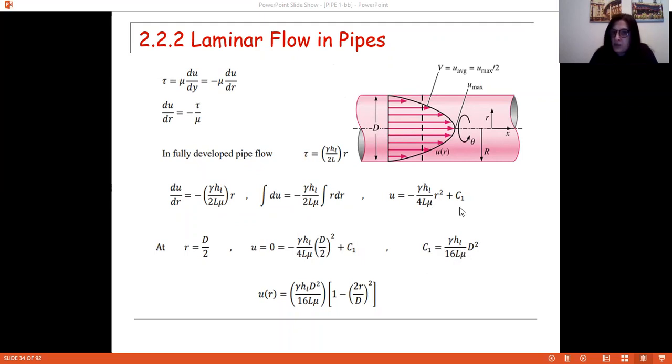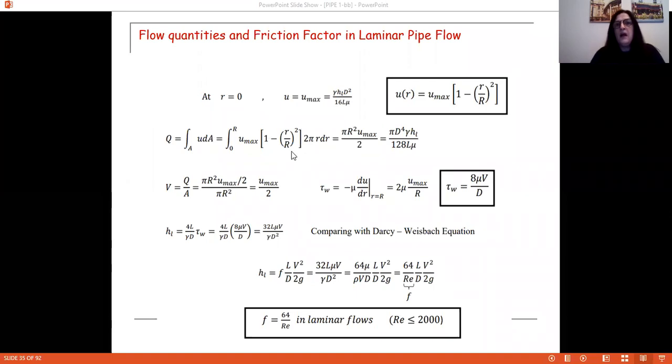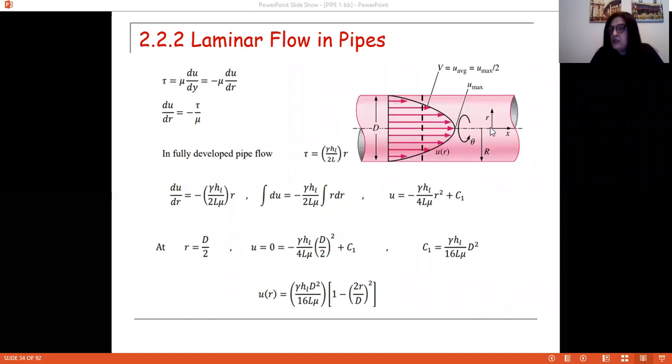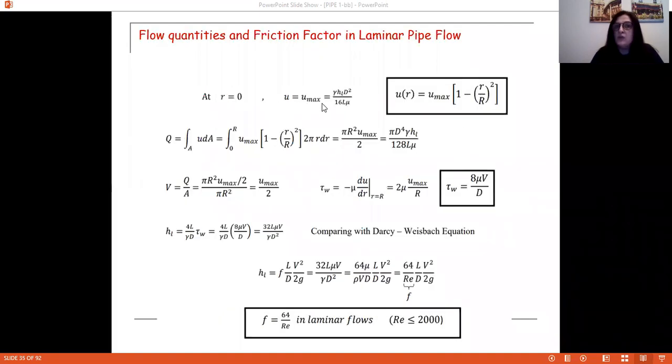Then I can just substitute it in this equation to solve u as a function of r. This term times 1 minus, coming from here, 2r divided by the diameter squared. So this is just from that simple integral that we can solve. Now, when r is equal to 0, what I mean by r equal to 0 is I'm at the center line, the velocity will be equal to the maximum velocity at that point. So u is equal to u max.